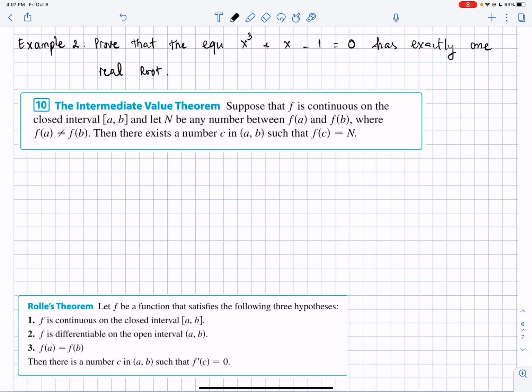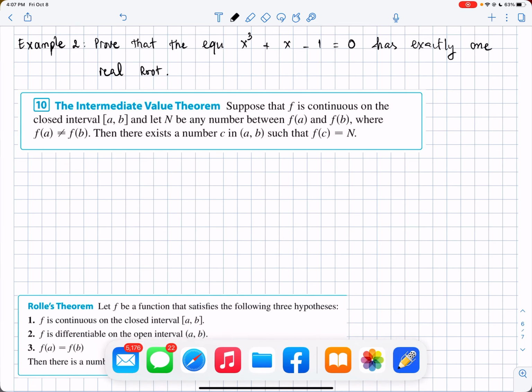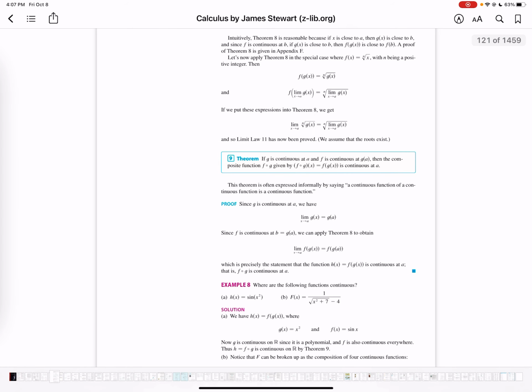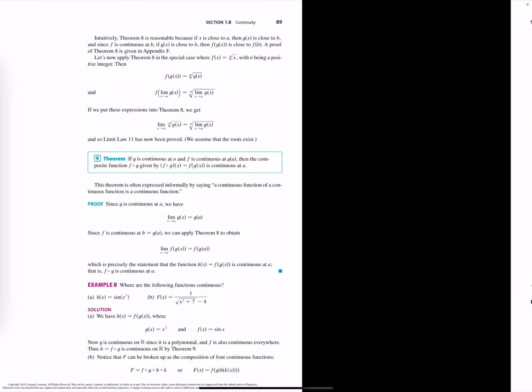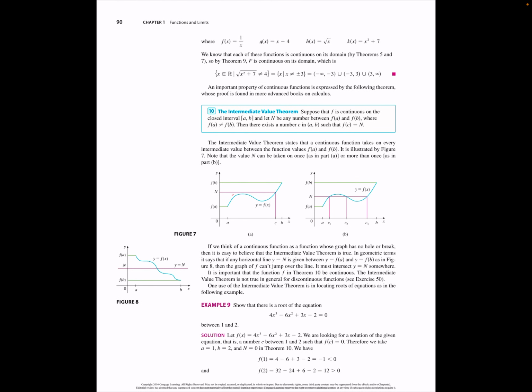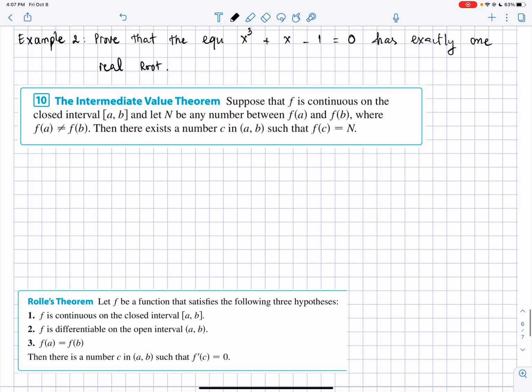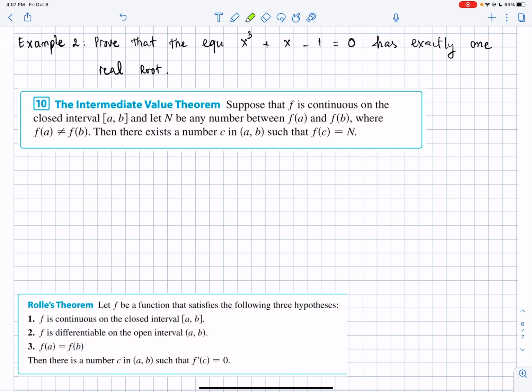And for the intermediate value theorem, let me show you the book. That is in section 1.8. Here, this is section 1.8, and that is theorem number 10. So we had that in the test. Okay, so this is the theorem that I just copy and paste. And from this theorem, we can conclude that there exists a number c in (a, b) such that f of c equal to n. So this means that the function f has a root c.